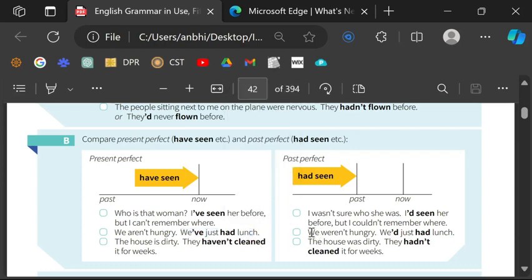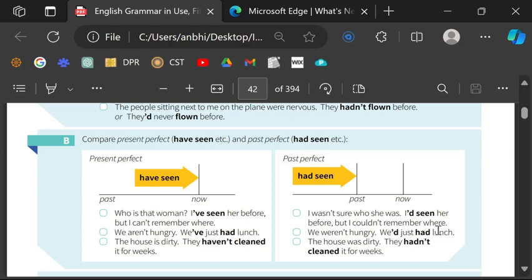Now this one, we weren't hungry. This is in the past. In the past we were not hungry. And something happened before. We had just had lunch. So this becomes had had. Had had. Two heads. Okay? Yeah, we had had lunch. We had just had lunch.